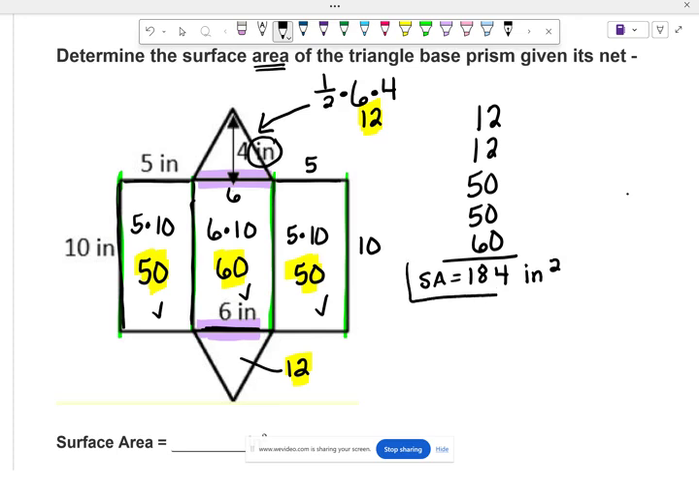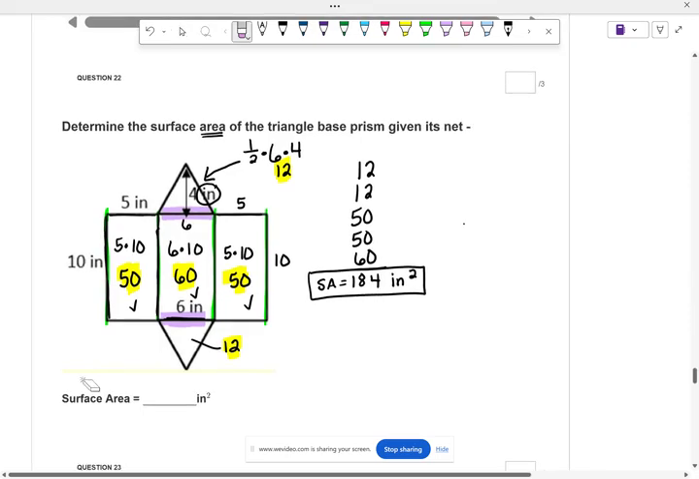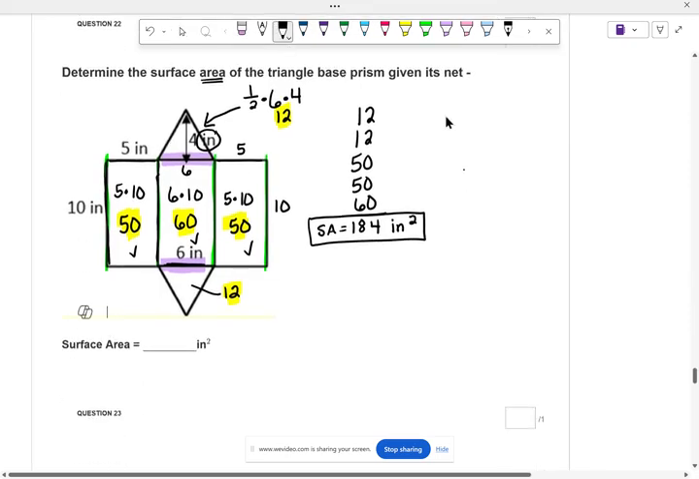So the surface area would be 184 inches squared. All right, we'll make this back normal size. All right, and let's see, what do we have next? Number 23.